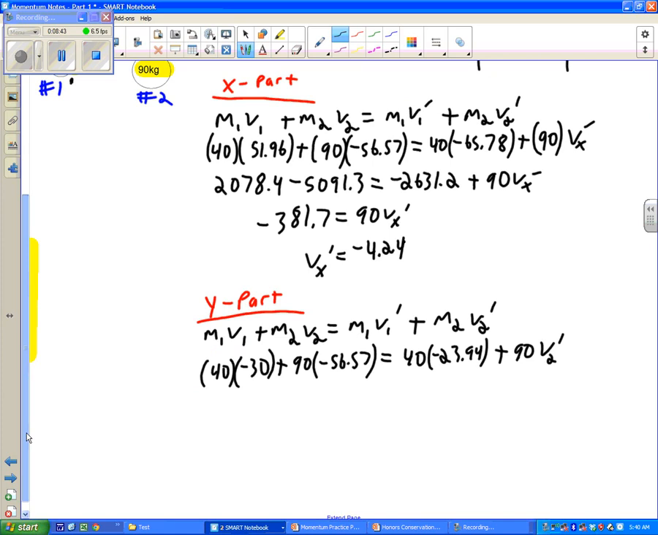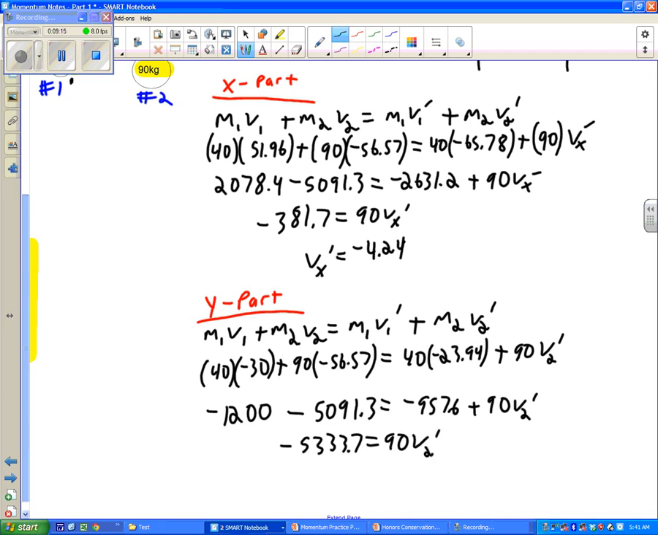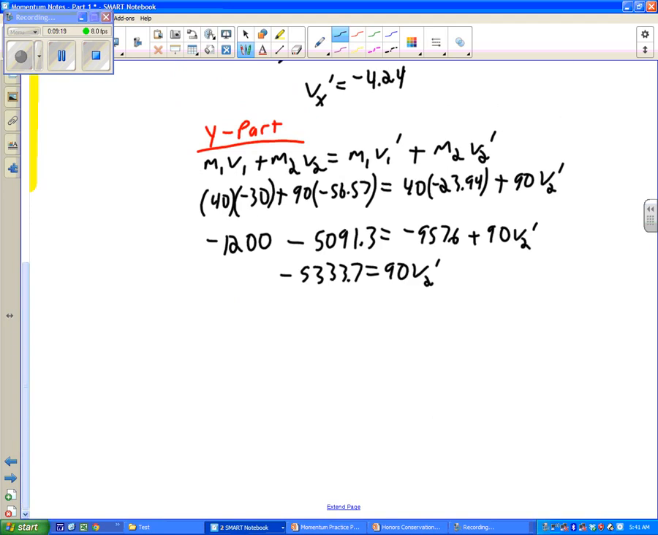All right. Pull up the calculator, crunch it out. I get negative 1200 minus 5091.3 equals negative 957.6 plus 90 V2 prime. I'm going to subtract and then add, combine all those numbers. I get negative 5333.7 equals 90 V2 prime. And I'm going to call this my Vy, because this is my y direction. After, I get a negative 52.26.